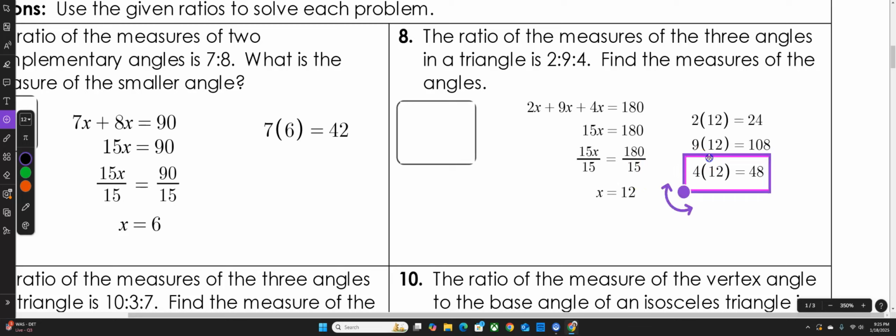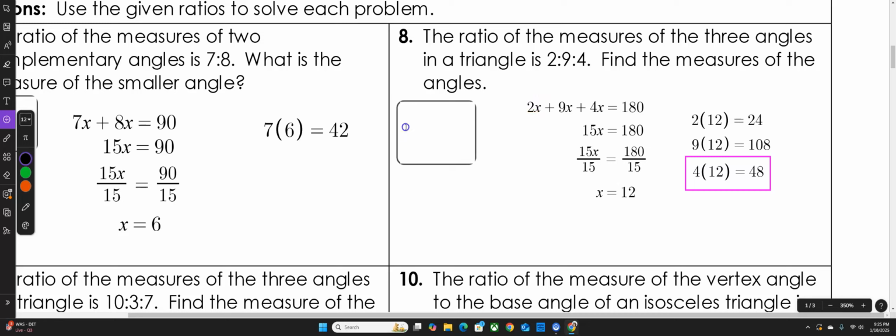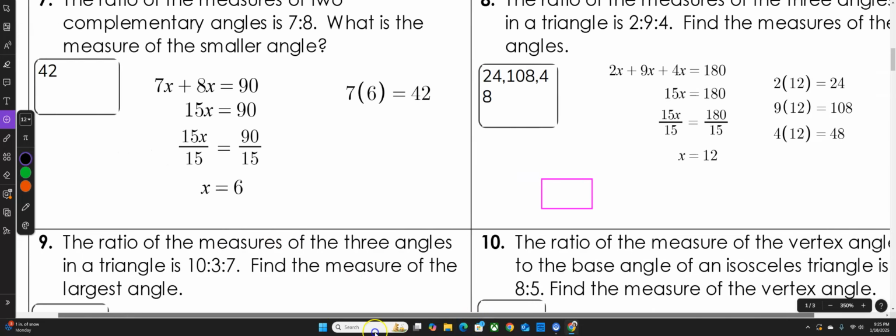Now, if you wanted to check, you could definitely make sure that 24 plus 108 and 48. So let's add those together. 24 plus 108 plus 48, and that does equal 180. So we're looking good. If you are typing these answers into the answer box, you can just type them with a comma between them. And if it marks it wrong, don't stress out. I will fix it for you.